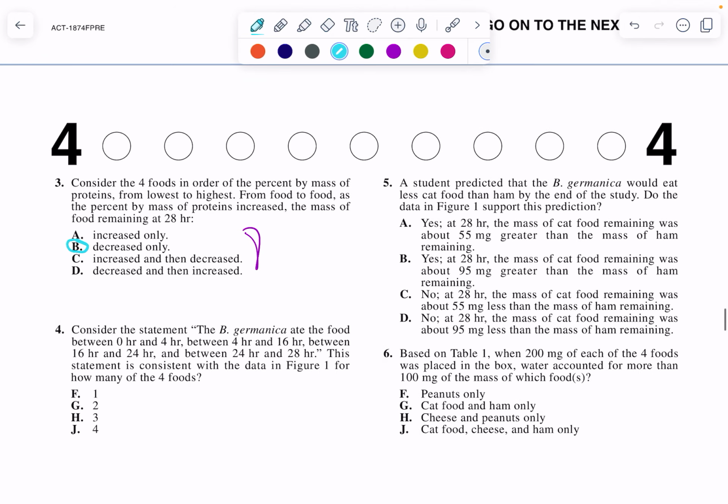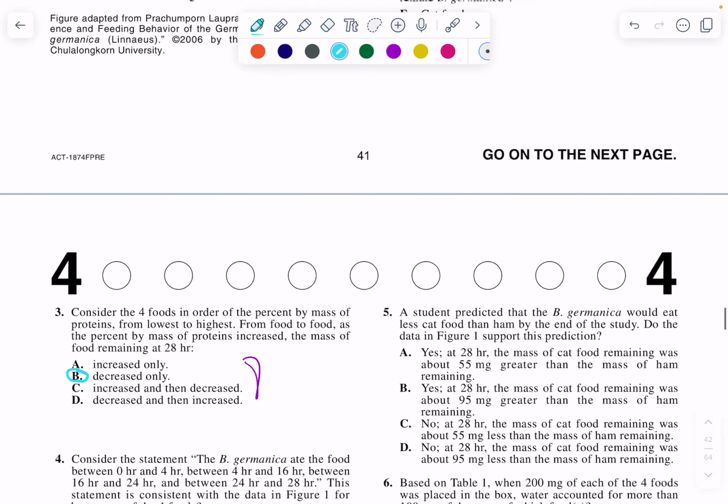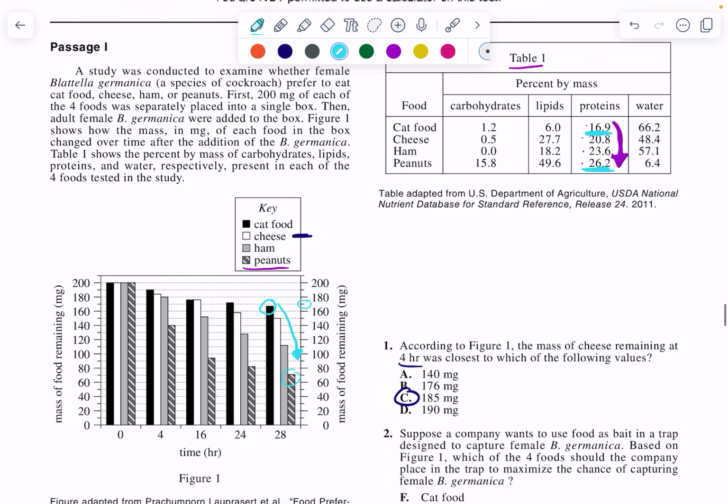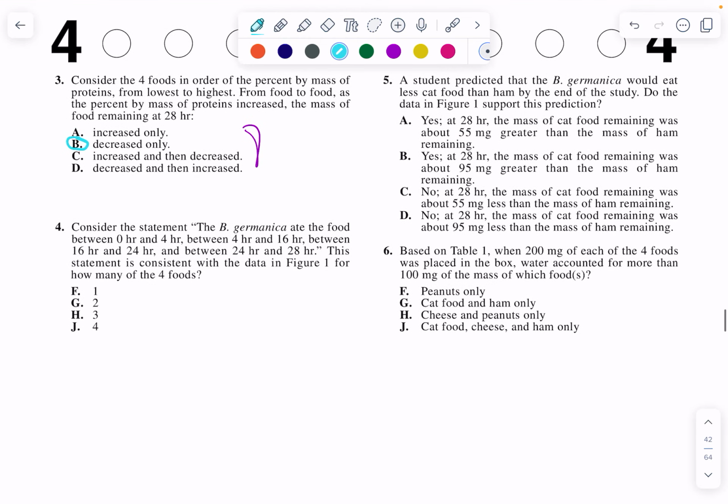Okay, number 4. Now, as you may have noticed, we didn't need any of this information so far in the table. So this, again, is the trick they try to get you to fall into of trying to understand everything and look at everything when you don't actually need it all to answer the question.